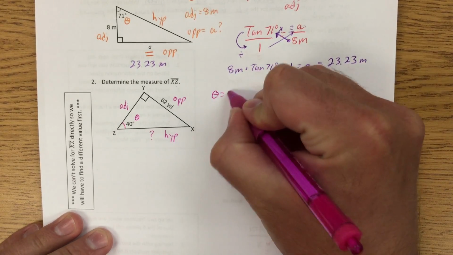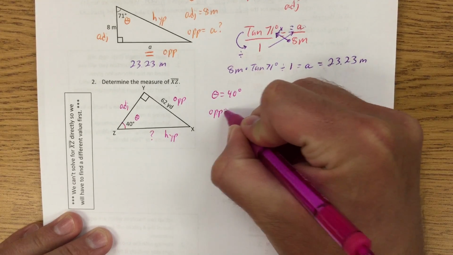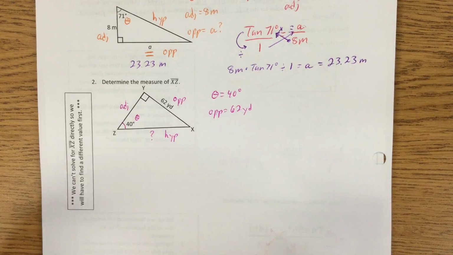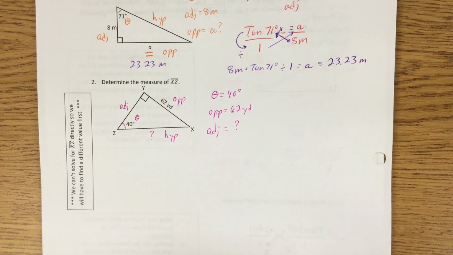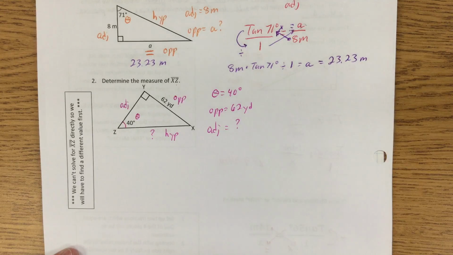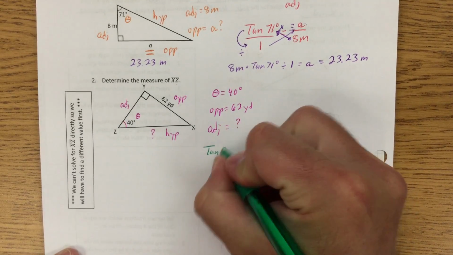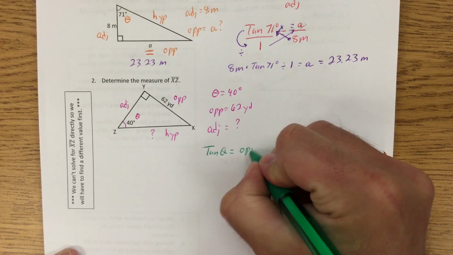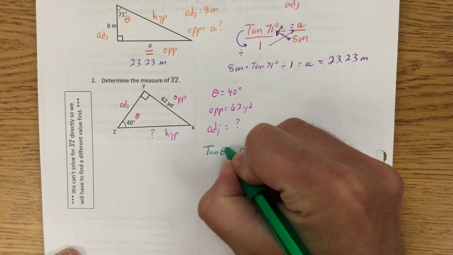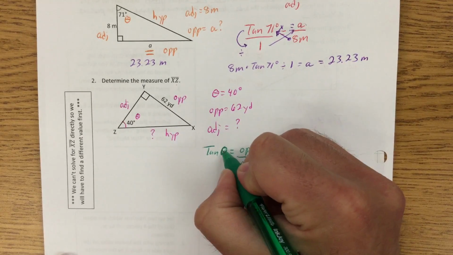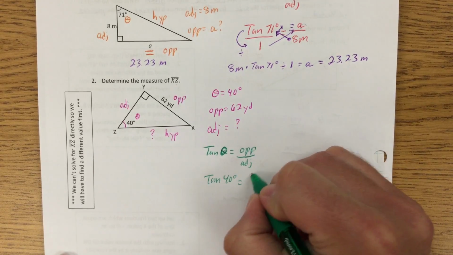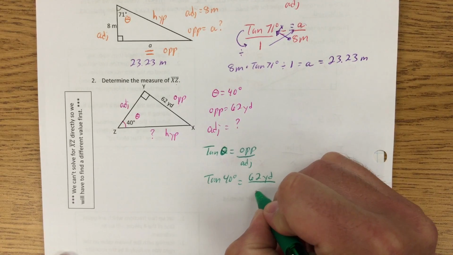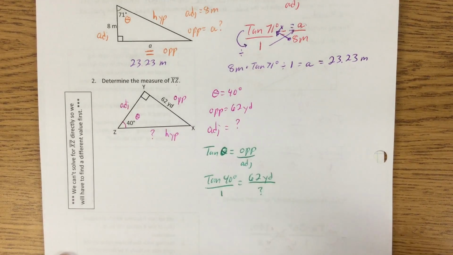So, theta is equal to 40 degrees. Opposite is equal to 62 yards, and because we're just using tan in this case, we need to figure out what our adjacent is. Once we find the adjacent, then we can use Pythagorean theorem to find our hypotenuse. So, tangent theta is opposite over adjacent. And I should make that into more of a theta, not a q. That's a theta. So that means that tangent of 40 degrees is equal to 62 yards over our unknown. I'm just going to put a question mark there.